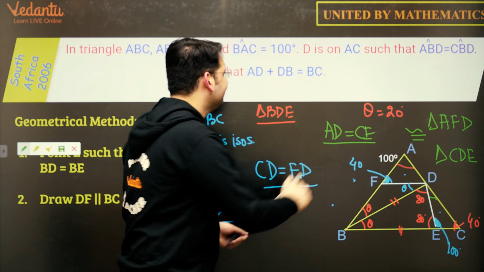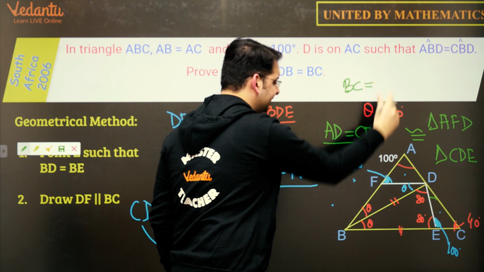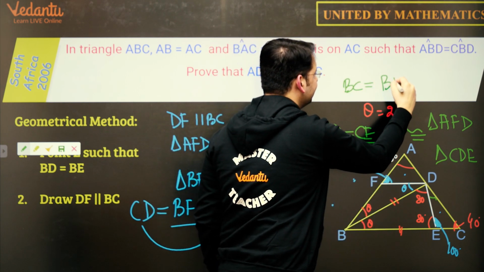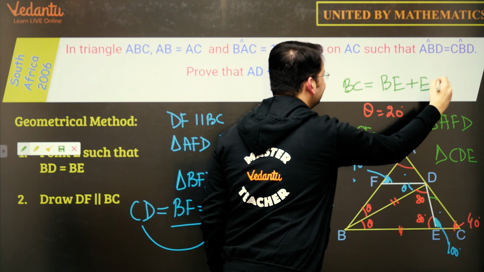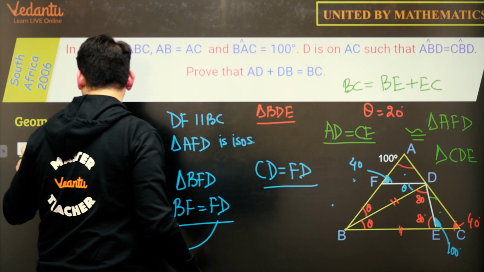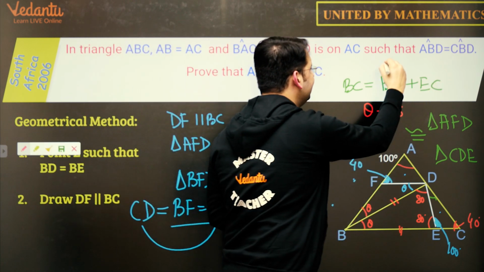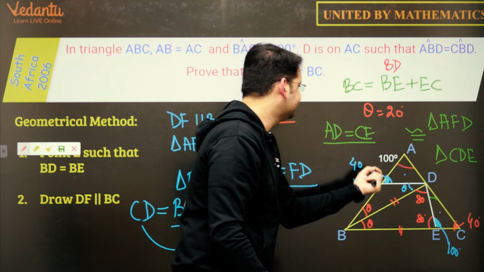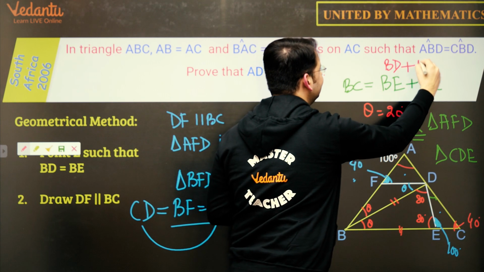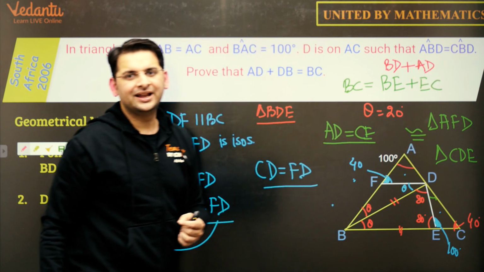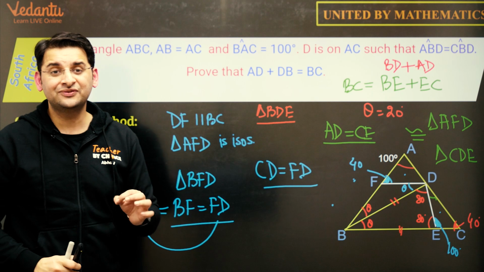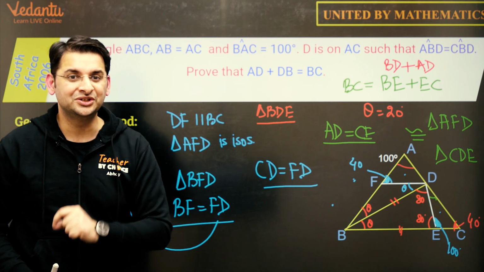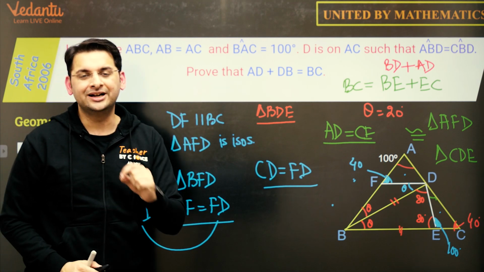Now, BC can be written as BE plus EC, and BE is equal to BD, and EC, we've already proved EC equal to AD, and hence we are done. So this one was the geometrical solution. I hope you've all enjoyed and understood.